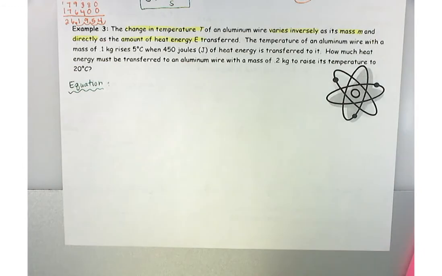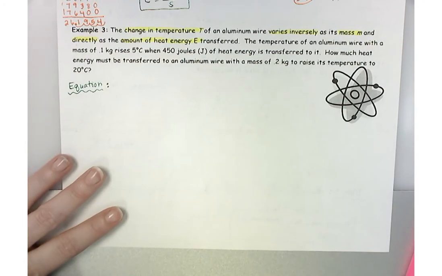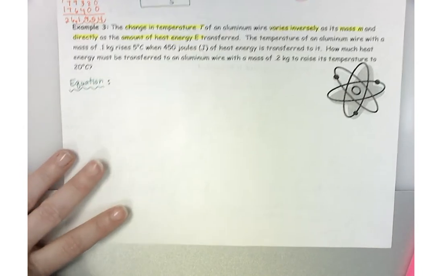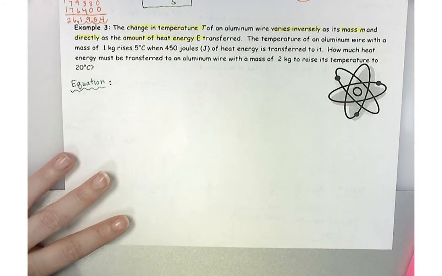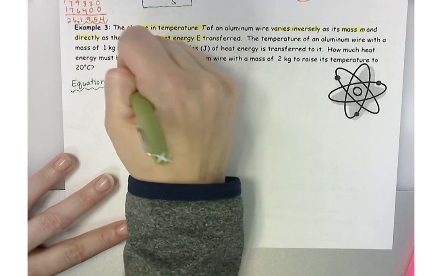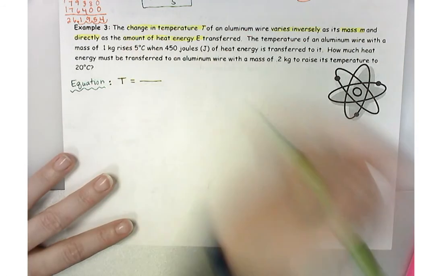It varies inversely with m, right? So if it's inversely with m it will go on the bottom. Well, what do we have to have on the top if it's inversely? Yeah, your constant k. Okay, and then, yeah, if it's directly as e, normally we just multiply. So if I'm multiplying this, the e, like you said, is going to go on the top. Okay, so it's the two of these combined. If you just had t equals k times e, that would be the direct. If you had t equals k over m, that would be the inverse.